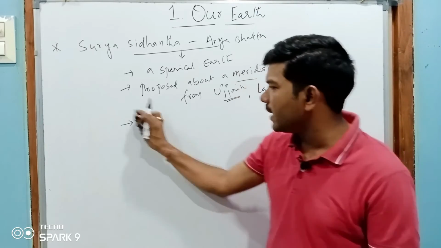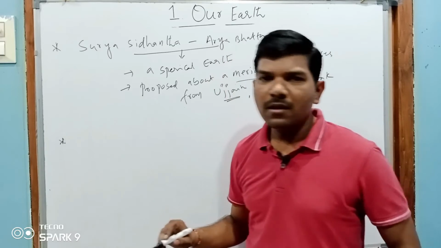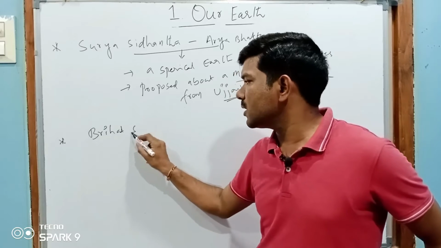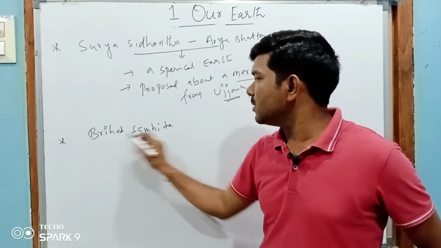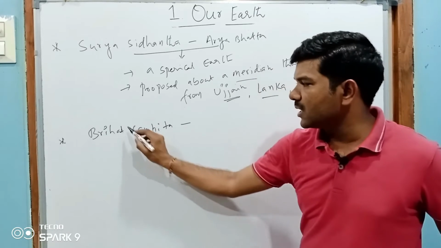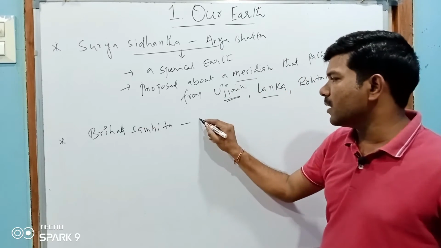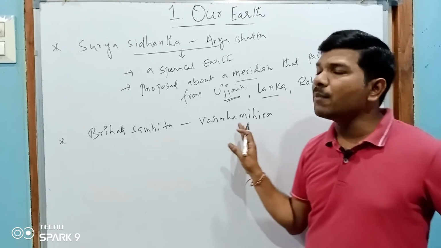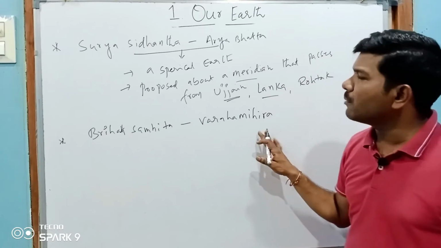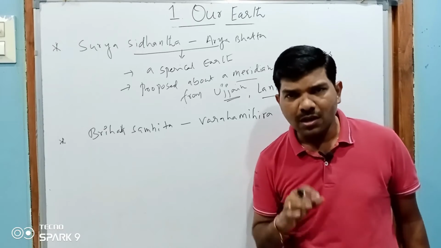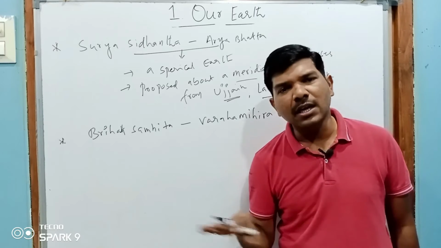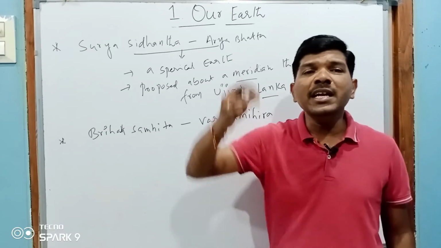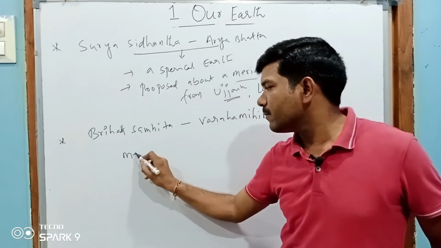Then Varaha Mihira's book, the Brihat Samhita, was written by Varaha Mihira. Who was Varaha Mihira? He was an astrologer and astronomer. Varaha Mihira also said that he knew about one meridian passing through Alexandria.